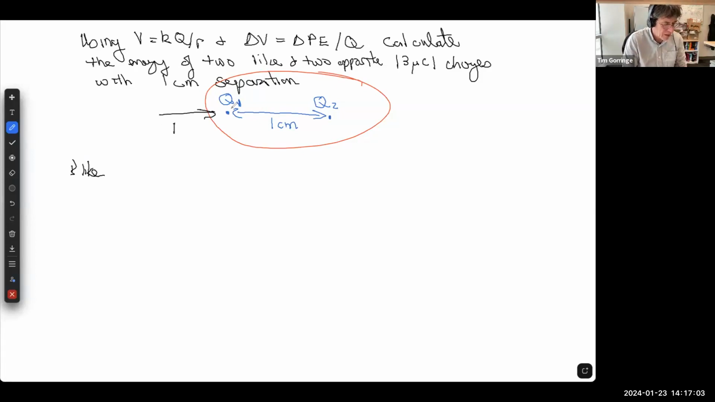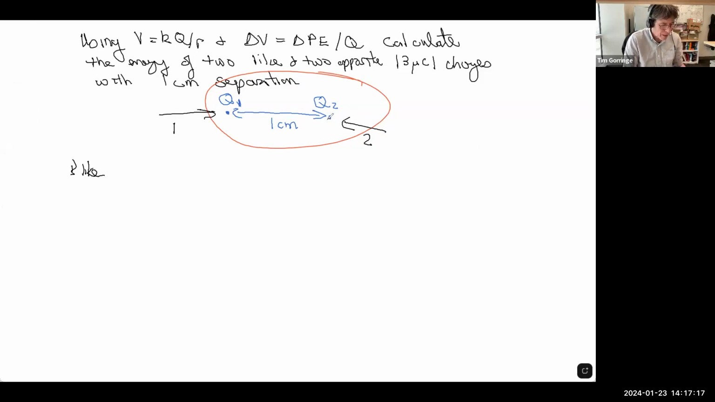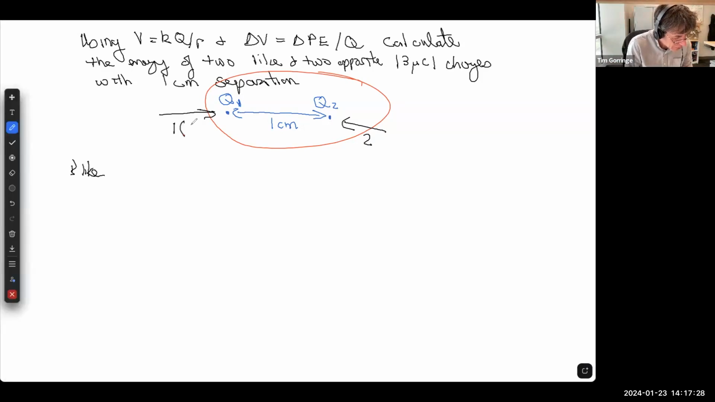So here I am. This is an arrow indicating me walking into the drawing pad from far away. I bring in charge number one, and then I could bring in charge number two. Here I am again, bringing in the second charge from far away, from somewhere off the drawing pad into this region with charge Q1. So I could do it that way around. I could do it the other way around. We get the same answer. We get an equivalent answer.